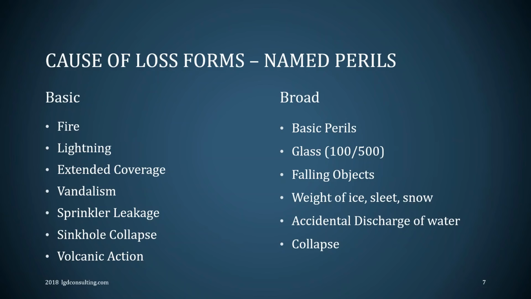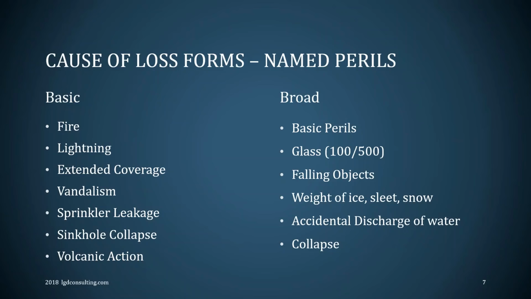Vandalism, sprinkler leakage, sinkhole collapse, and volcanic action is also included in the basic form. Now, when I say volcanic action, that's like a volcano erupts and dumps a bunch of ash on your house, okay, or your property, in this case, commercial property. And so that would be like debris removal. That's what's covered. The actual ground rumbling, that's not going to be covered. That's volcanic activity. So be aware of that. There's a difference between the action from a volcano that causes a loss, like ash dropping on your building, okay, versus eruption, which disrupts the ground, and that's not covered here.